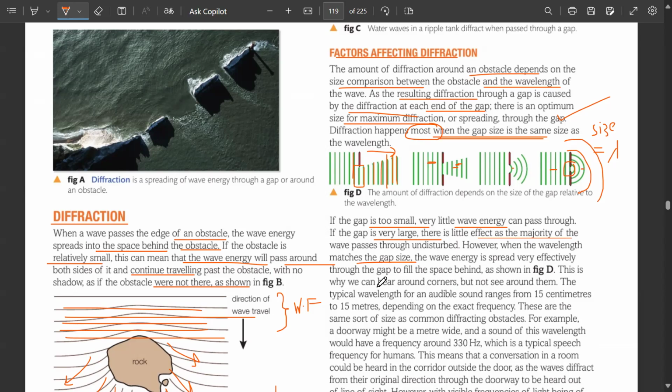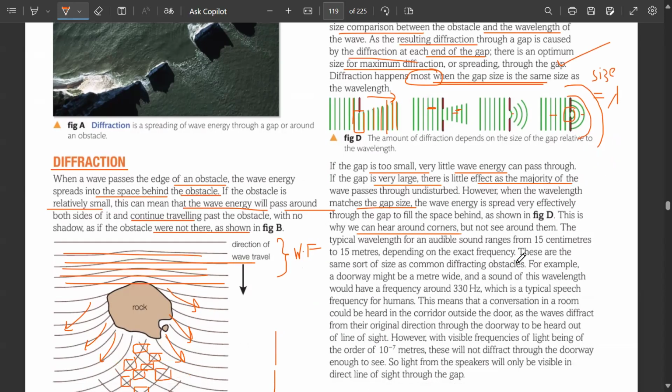So this is why we can hear around the corners as well, but not see them. The typical wavelength for an audible sound ranges from 15 centimeters to 15 meters, depending on the exact frequency. And these are the same sort of size as common diffracting obstacles. For example, a doorway might be a meter wide, and a sound of this wavelength would have a frequency around 330 hertz, which is a typical speech frequency for humans.